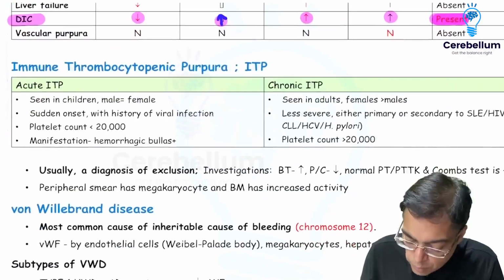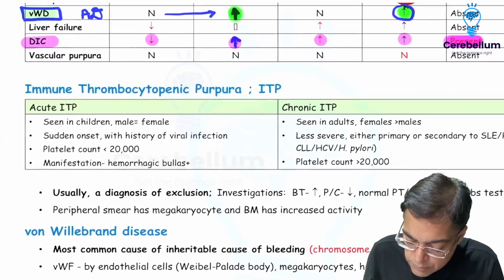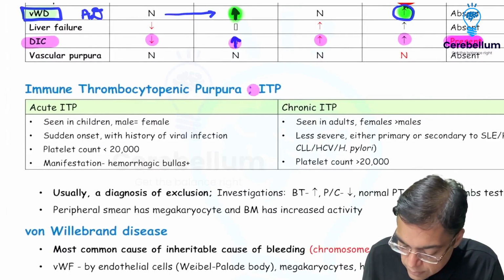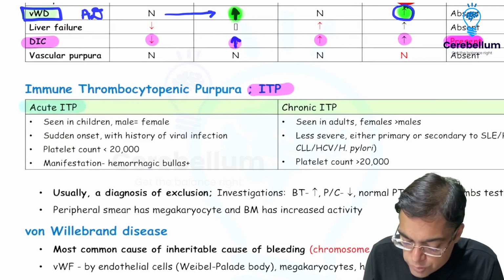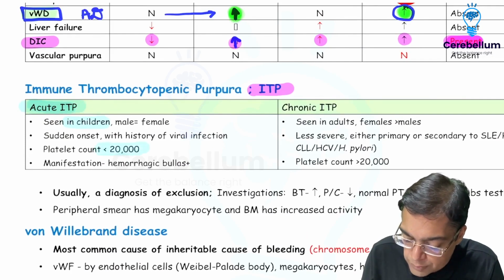Just to recap some of the important findings which may be asked as a question in the exam. So far as ITP is concerned, immune thrombocytopenic purpura, if it is an acute condition, that is going to be associated with a pediatric presentation, and the patients are going to be having a more severe kind of a thrombocytopenia.